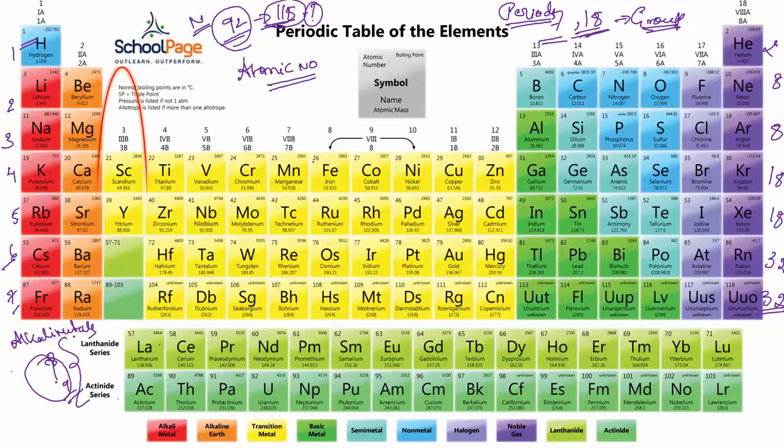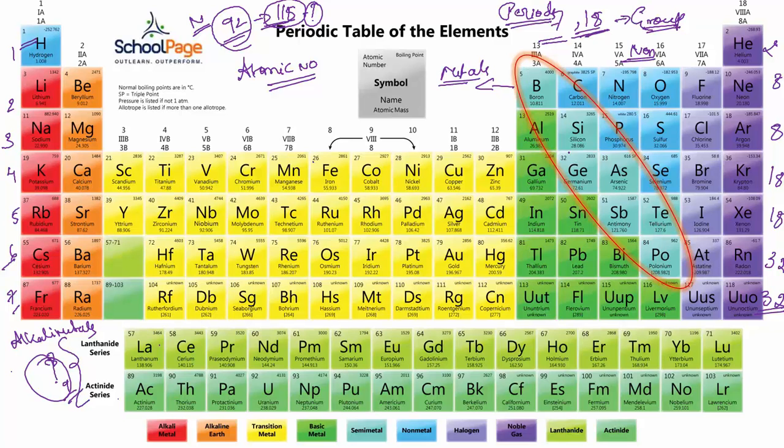Moving on. Now observe the diagonally placed stair-step line that consists of the elements boron, silicon, germanium, arsenic, antimony, tellurium and polonium. This diagonal separates the periodic table into 2 parts, the right and the left. The elements on the left side of this diagonal are all metals, whereas those on the right side are all non-metals.